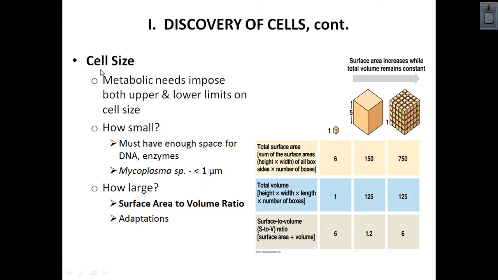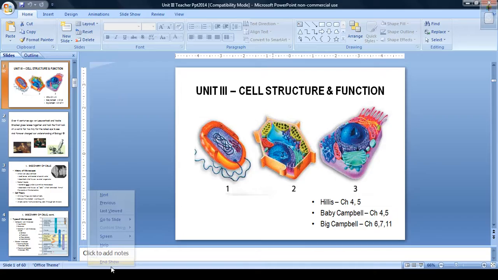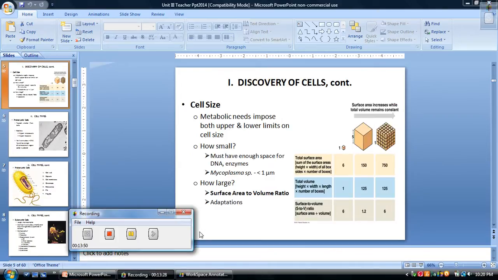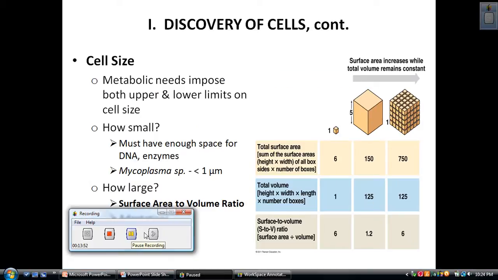Okay, next thing we're going to talk about is the cell size. So we're going to take a little break for a minute. Okay, now we're going to talk about cell size.